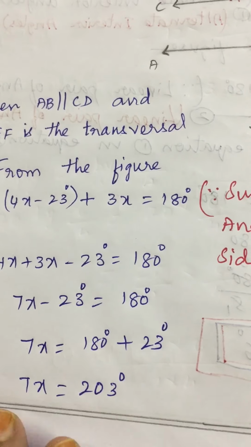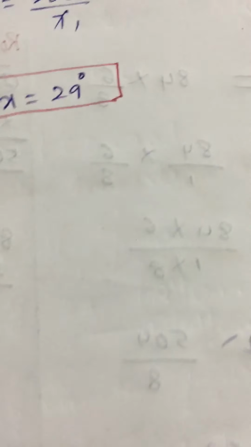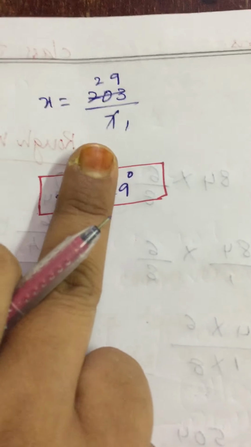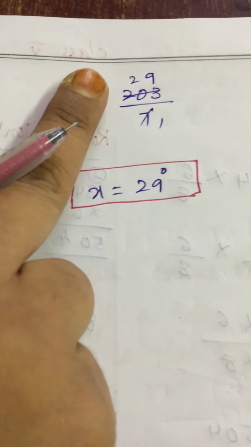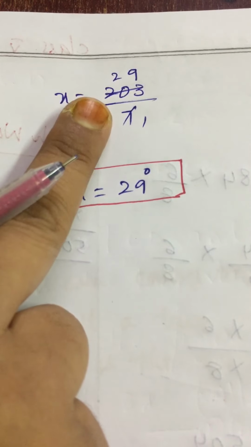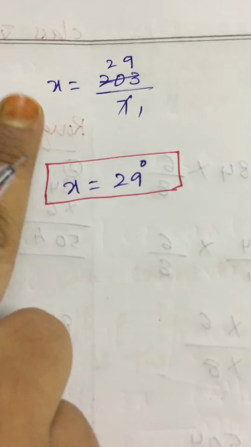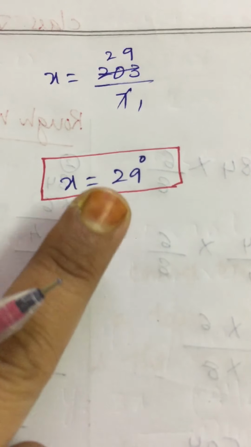We need only X, so send 7 to the other side, that will come under division. So X is equal to 203 by 7. We can cancel the terms. 7 1s are 7. 7 2s are 14, remainder is 6. 6 given to that 3 becomes 63. 7 9s are 63. So X is equal to 29 degrees.